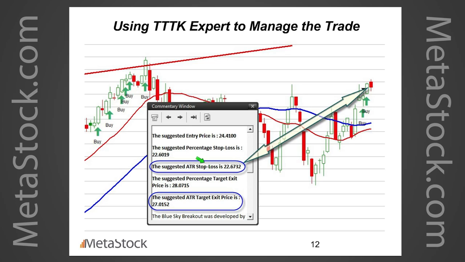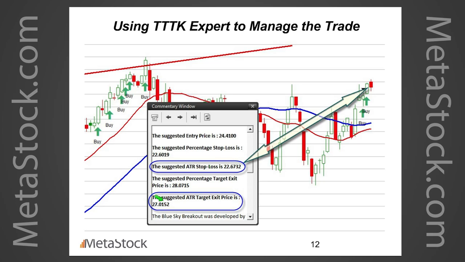ATR, average true range, is the average range of the stock as it trades on a day-to-day basis over a period of time. It's also a little tighter stop, about 7 cents tighter than the other one, so I would prefer that too. And then we have 2 target exits, one at 28 and one at 27.